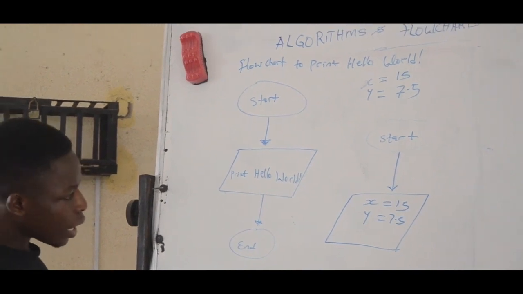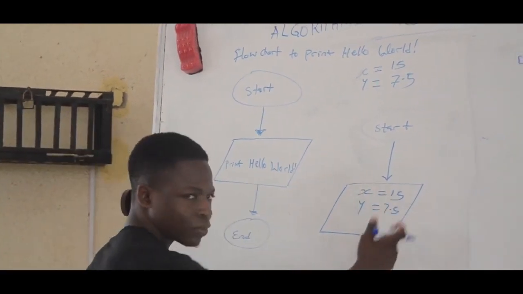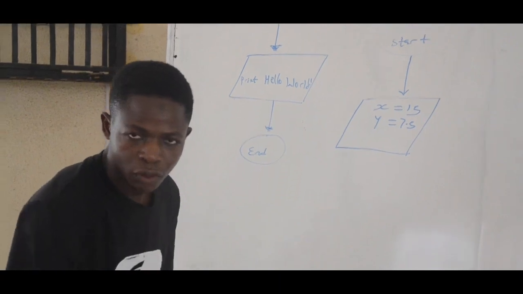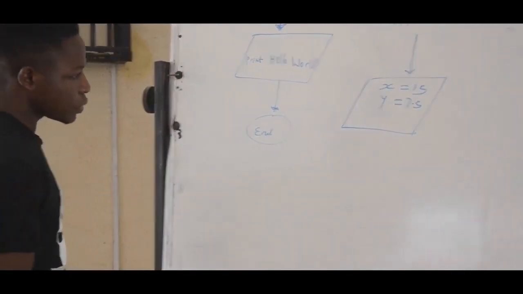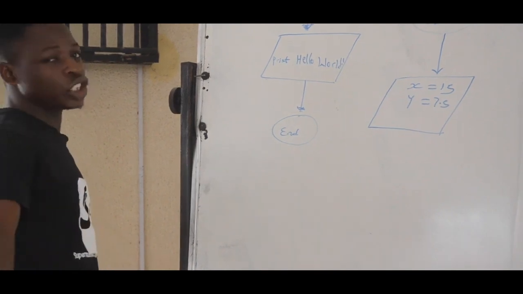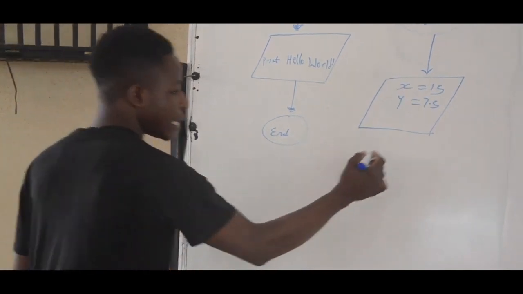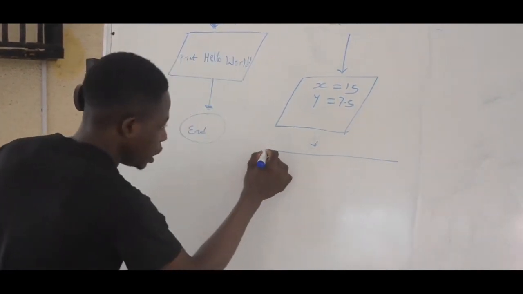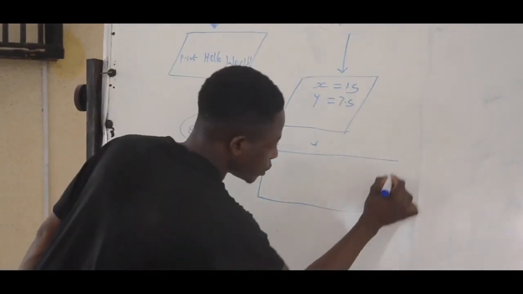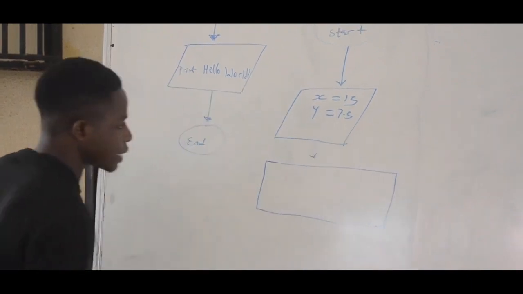I always tell you that after you input, the computer processes, and after the computer processes, what else? It shows you the output. So now you need the process. What do you call the process shape? The rectangle. I said it's very different from a square, don't make the mistake. So this is a rectangle.